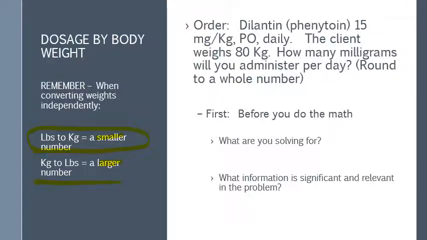Okay, so let's take a look at our problem. We know that we are looking for milligrams administered per day. We have Dilantin order of 15 milligrams per kilogram daily, and we know that the client weighs 80 kilograms. It's a lot of information, but it's the significant and relevant information that you need. So let's work out the problem on the next screen.